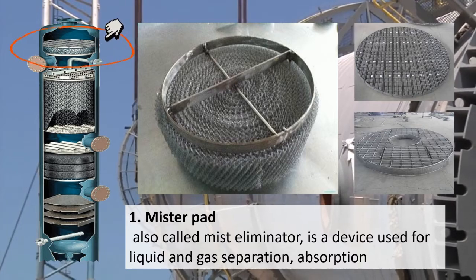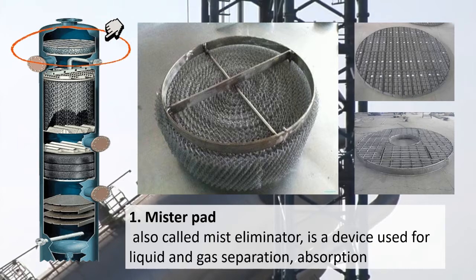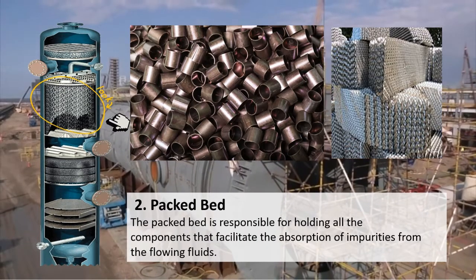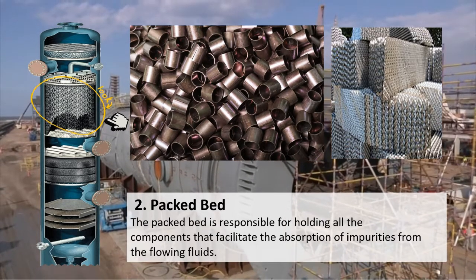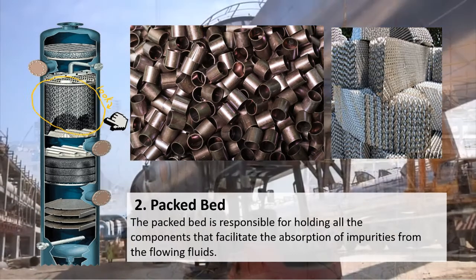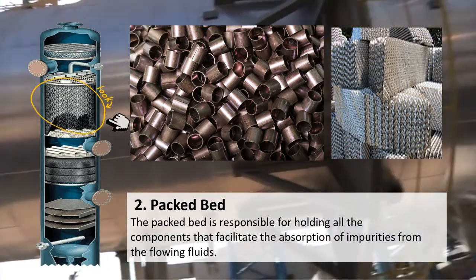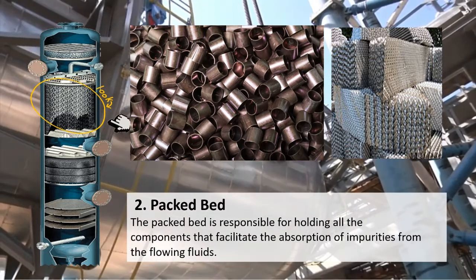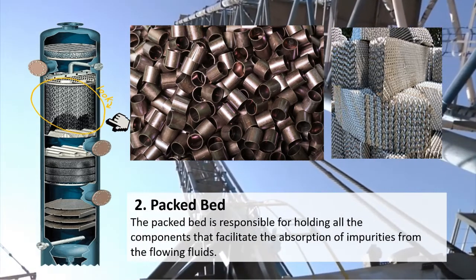Some of the mesh pads that you will find in absorption towers are mist elimination and cleaning water mesh pads. Second is the pack bed. A pack bed is a hollow tube, pipe, or other vessel that is filled with a packing material. The packing can be randomly filled with small objects like Raschig rings, or else it can be a specifically designed structured packing. The pack bed is responsible for holding all the components that facilitate the absorption of impurities from the flowing fluids.